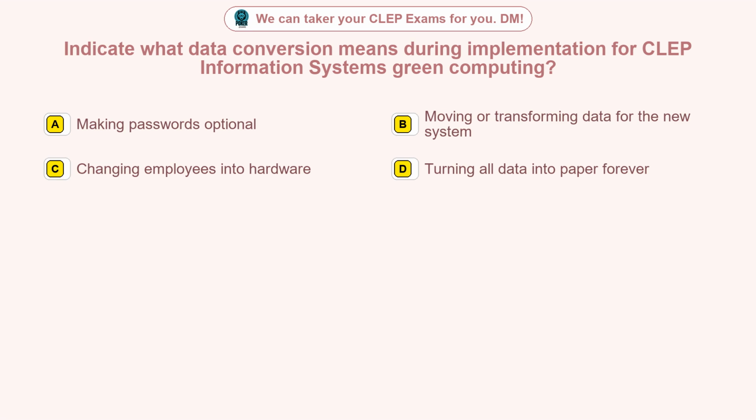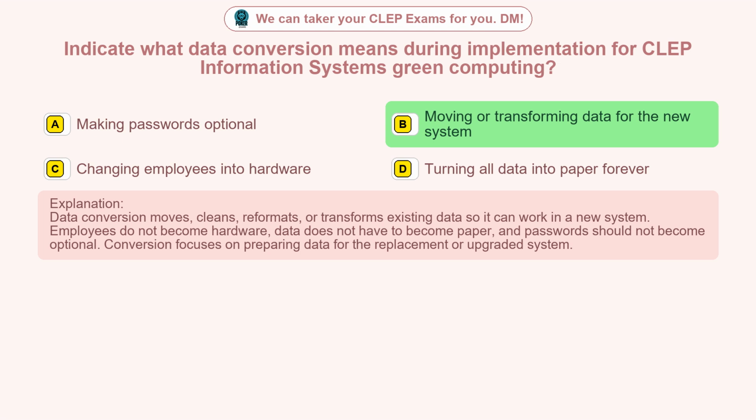Question 75. Indicate what data conversion means during implementation for CLEP Information Systems green computing? Option A. Making passwords optional. Option B. Moving or transforming data for the new system. Option C. Changing employees into hardware. Option D. Turning all data into paper forever. The correct answer is option B. Moving or transforming data for the new system. Data conversion moves, cleans, reformats, or transforms existing data so it can work in a new system. Employees do not become hardware, data does not have to become paper, and passwords should not become optional. Conversion focuses on preparing data for the replacement or upgraded system.